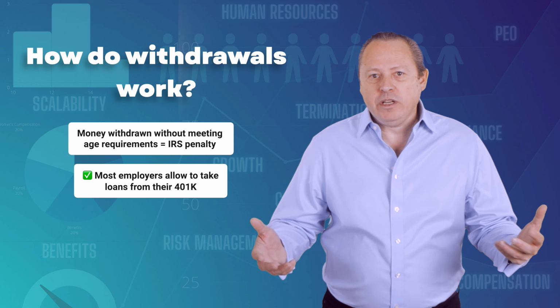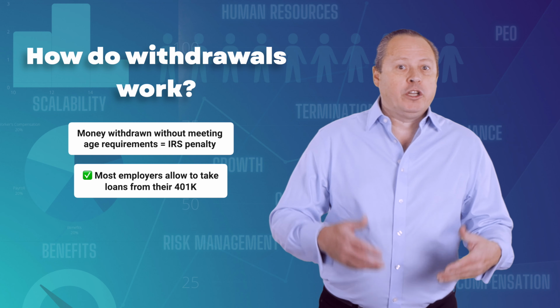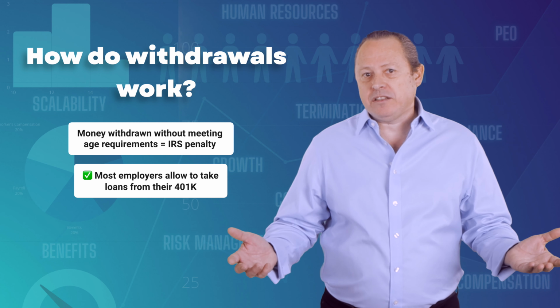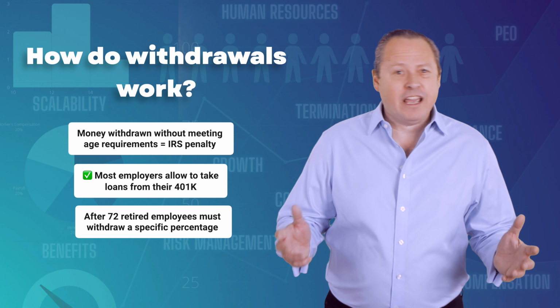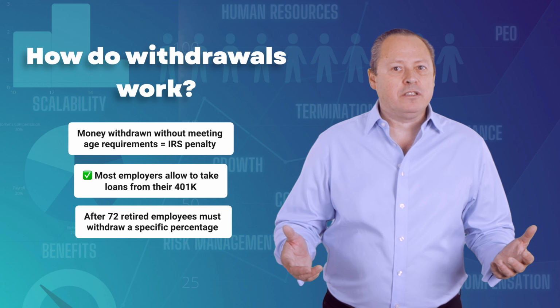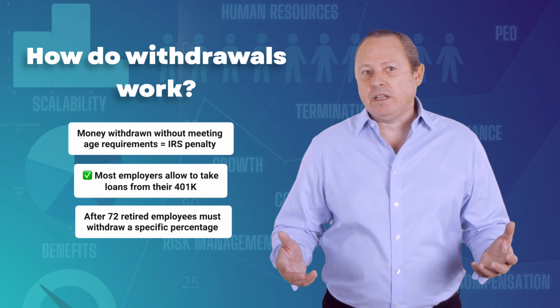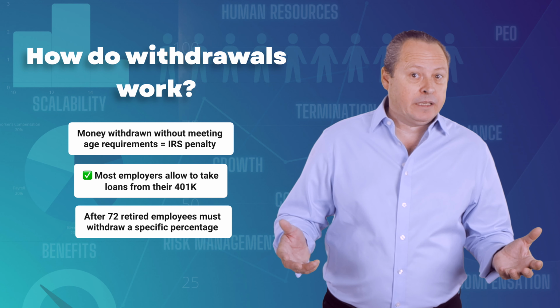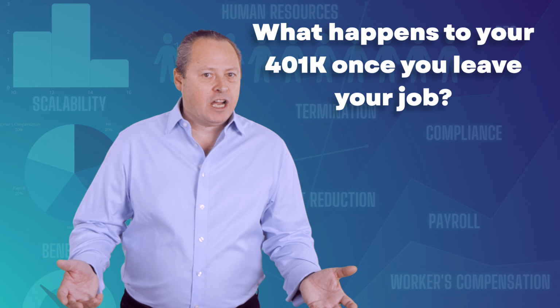Now, what if you don't need the money and want to let it just sit there compounding, looking to grow your nest egg as much as possible? You can do that, but within limits. After age 72, retired employees must withdraw at least a specific percentage from their 401k based on their life expectancy at the time. What happens to your 401k once you leave your job?